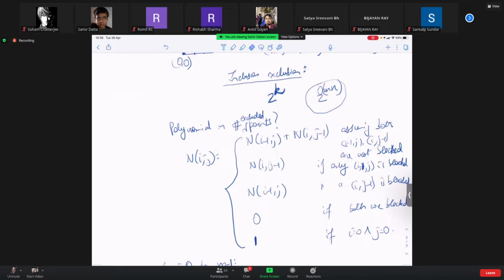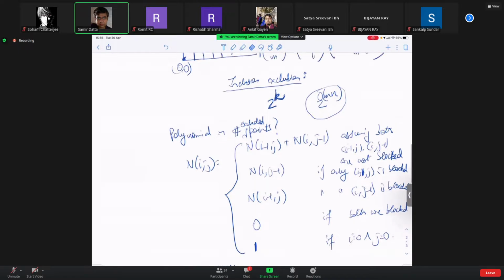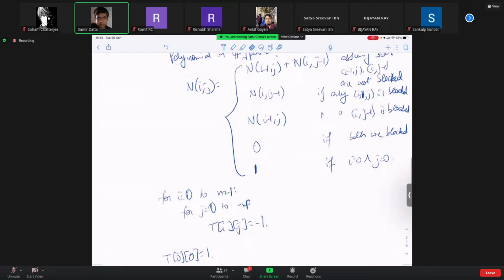So we could also construct a graph out of this and try to solve it. Yes, you could. So what you will be solving is some sort of number of paths between 0,0 and i, j. So N(i,j) would be the number of paths from 0,0 to i, j, correct? Yes. And you could give a graph theoretic explanation of that also. You have a DAG. You want to count the number of paths.